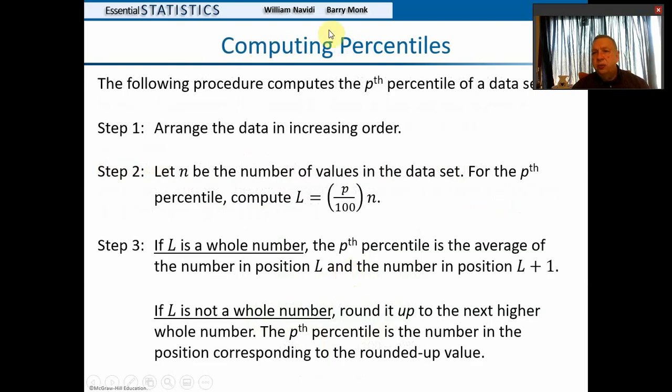The procedure for computing percentiles is the very same thing. I'm going to have the data arranged in order. If I wanted the 30th percentile, this is 0.30: 30 divided by 100, moving the decimal two places to the left. I multiply that times the N, and the L means the location. If it is a whole number, I average the L and the L plus 1 location. If it's not, I just bump it up and use that value. This is the same procedure, except these numbers were only 0.25, 0.50, 0.75.